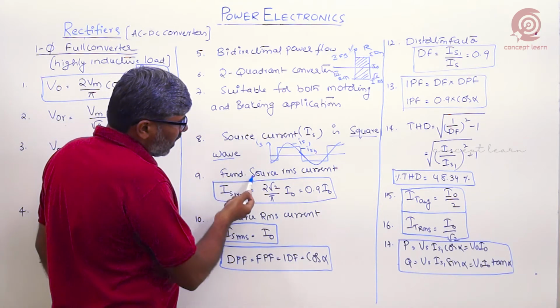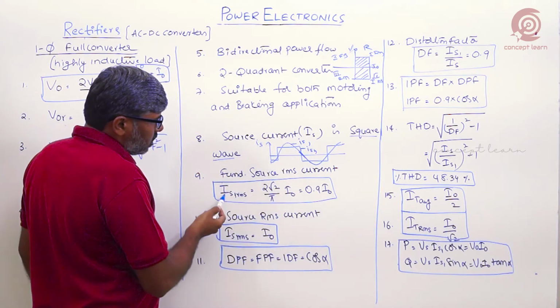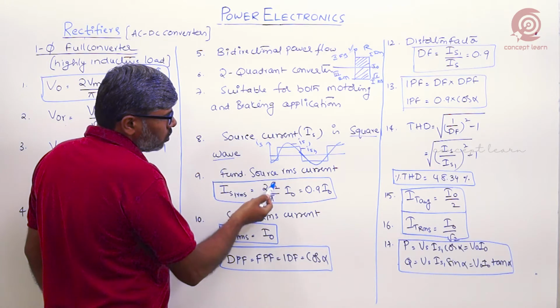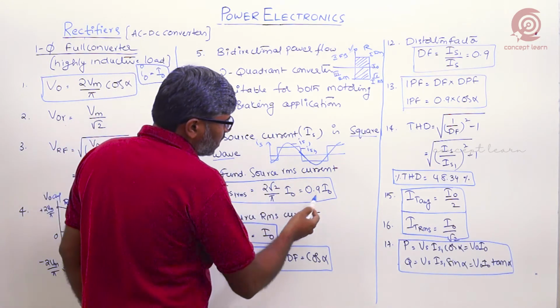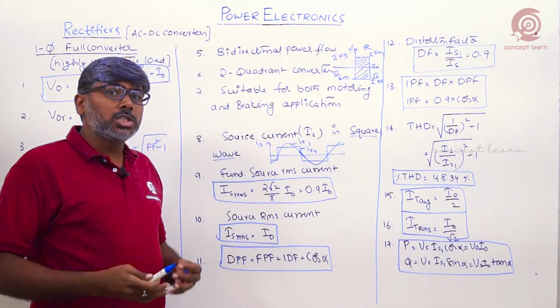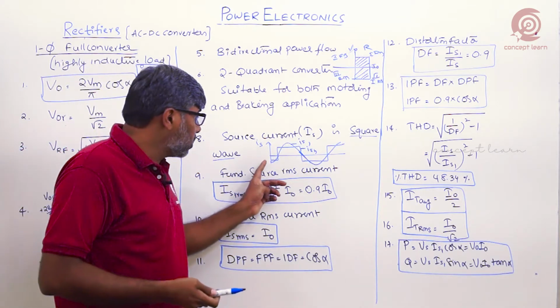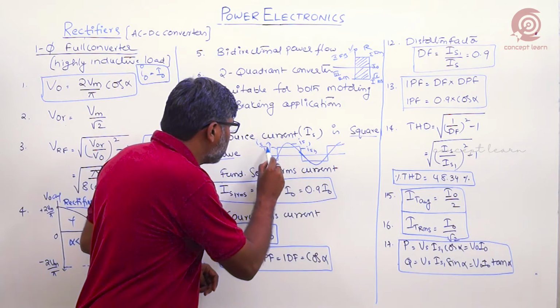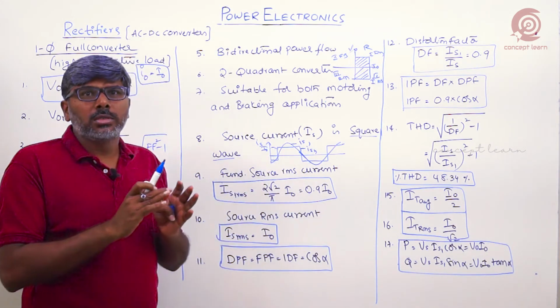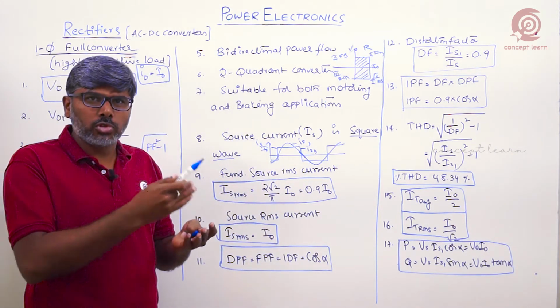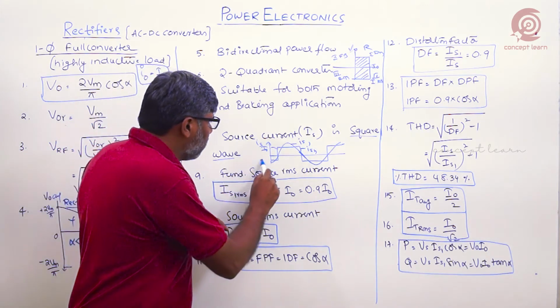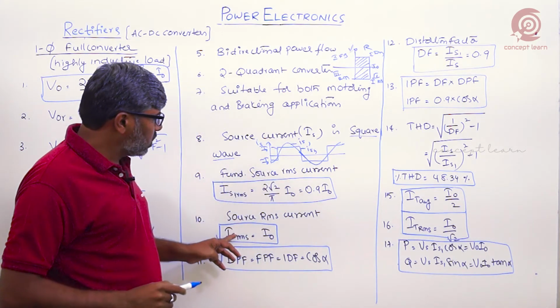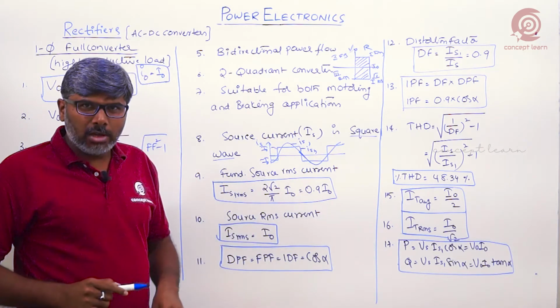Now, what is the fundamental source RMS current from this? IS1 RMS is 2 root 2 by pi into I naught, that is 0.9 into I naught. So what is the source RMS current? The actual source current is a square wave, right? The source current is always equal to the load current when the source delivers power from source to load. So this is plus I naught, this is minus I naught. So the source RMS current is equal to I naught.